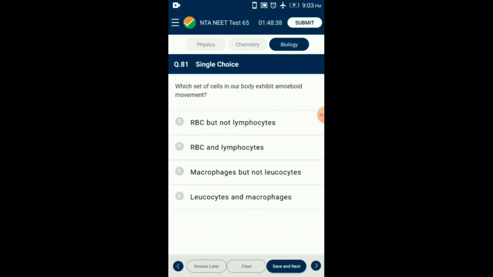Question number 81. Which set of cells in our body exhibit amoeboid movement? Amoeboid movement is effected by pseudopodia formed by the streaming of protoplasm. Cytoskeletal elements, for example microfilaments, also participate. Example, movement of macrophages and leukocytes. So the answer is option D, leukocytes and macrophages.